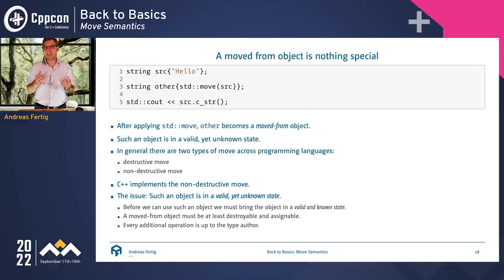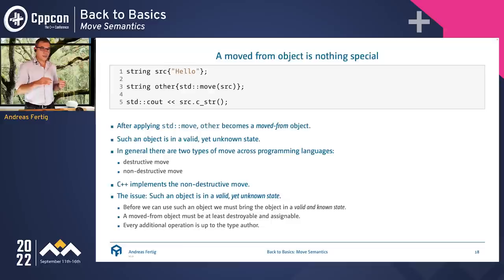And now look at what we are telling not only the compiler, but also our fellow developers. In line number 3, we say that source string, we don't want that anymore. We don't need it. So we pass it and all its contents forward to other. And then we start reusing it in line number 5. And that's the issue. After we apply std::move to an object, that one becomes a so-called moved-from object. And such an object is defined to be in a valid yet unspecified state. In general, we say there are two types of operations that are valid on moved-from objects, and that's destruction, so obviously that object must be destructible, and assignable. So we should be able to assign a new value to this moved-from object.